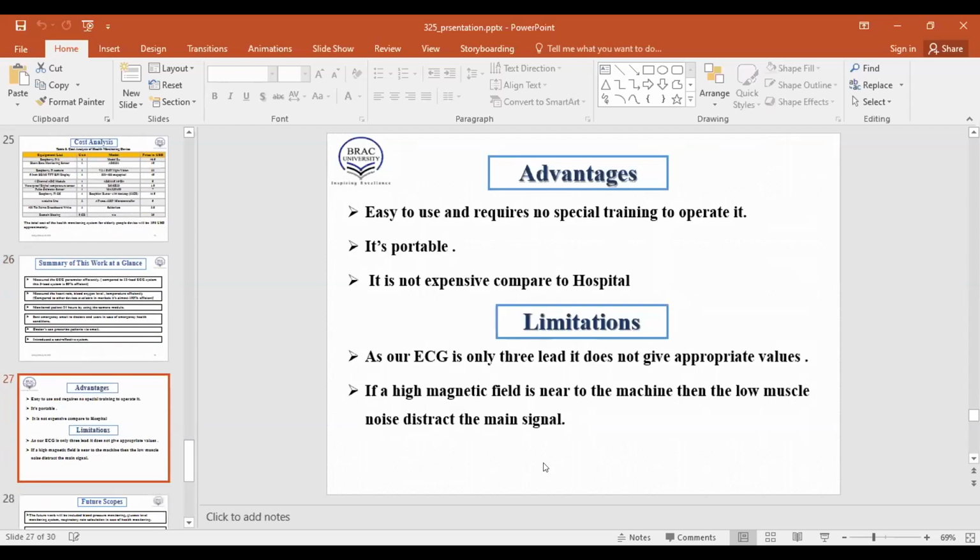cost-effective system. The advantage of this system is that it is easy to use, and it requires no special training to operate. It's portable and not expensive compared with hospitals. As limitations, I can say that the 3-lead ECG sometimes cannot give appropriate values. So this is one of the limitations. And if a high magnetic field is near the machine, then low muscle noise will distract the main signal, so sometimes the curve can deviate or create problems. So high magnetic fields should be removed before we do the experiment or collect the data.